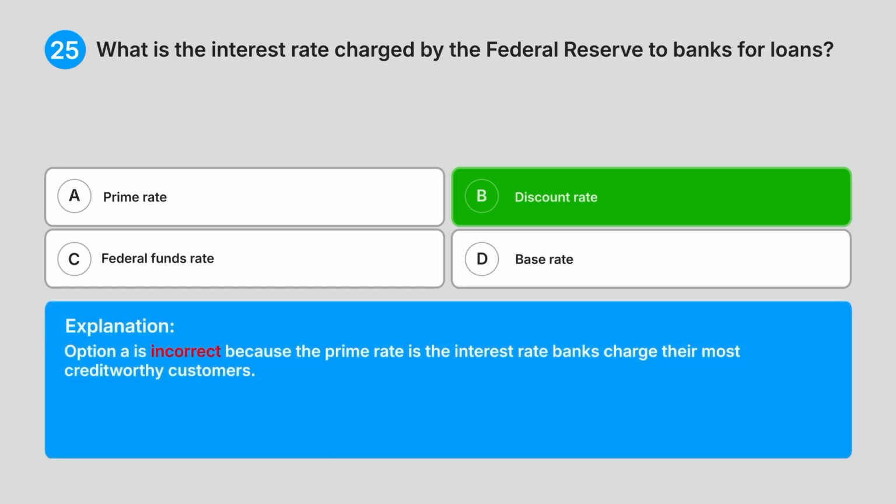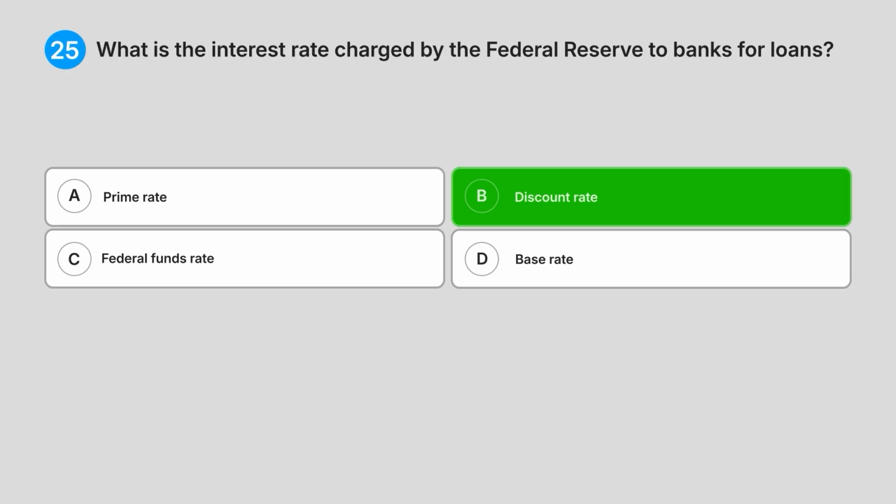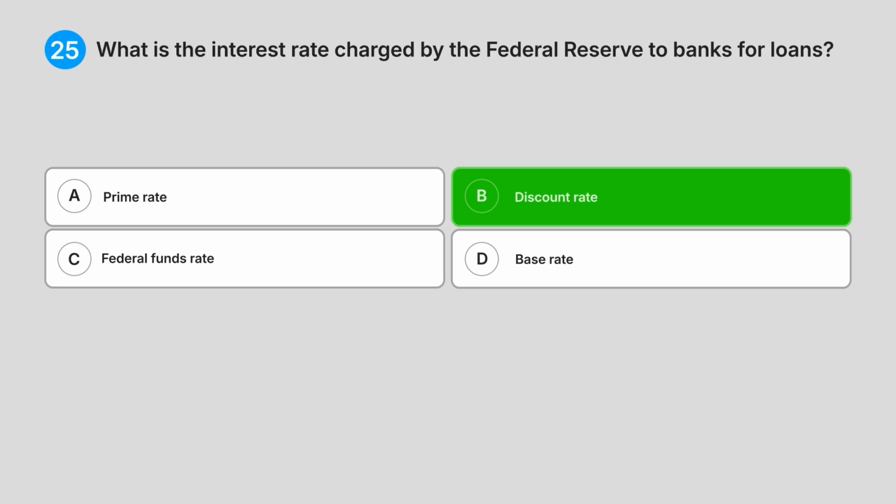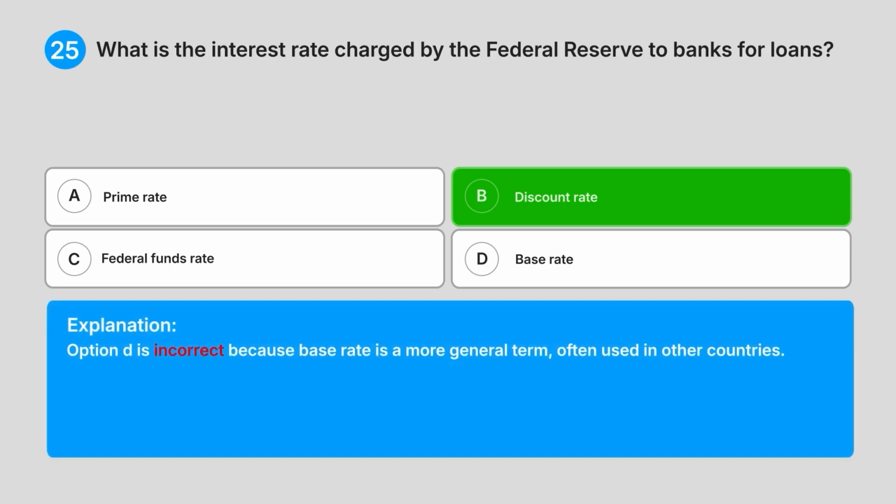Option A is incorrect because the prime rate is the interest rate banks charge their most creditworthy customers. Option C is incorrect because the federal funds rate is the target rate banks charge each other for overnight loans. Option D is incorrect because base rate is a more general term, often used in other countries.